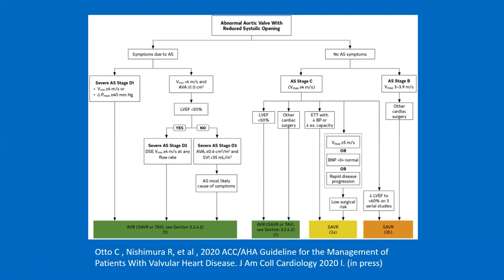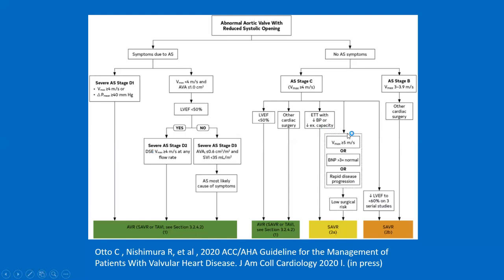However, these patients without symptoms, most of them may undergo an exercise treadmill test, and if the results show a drop in blood pressure or reduced exercise capacity, a surgical aortic valve replacement is indicated, receiving a 2A recommendation.